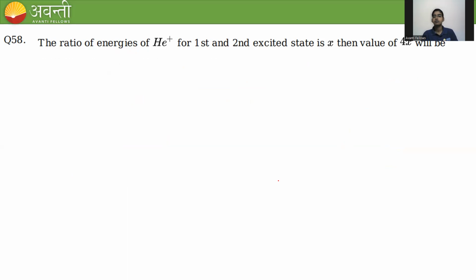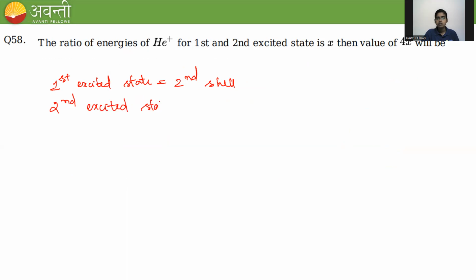Now coming to question number 58. The ratio of energies of helium plus for first and second excited state is X. Then the value of 4X will be. So coming to the first excited state. First excited state means from first level to the second level. That is second shell. From first shell to second shell. And the second excited state means from the second shell to third shell, right? So it represents the jumping of electron from second shell to third shell.